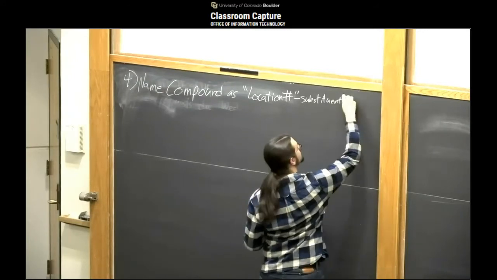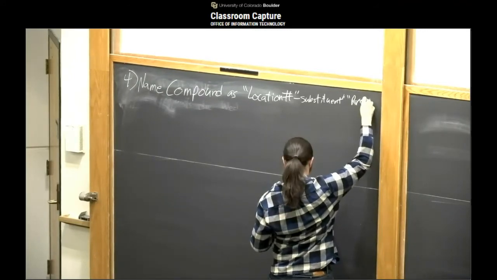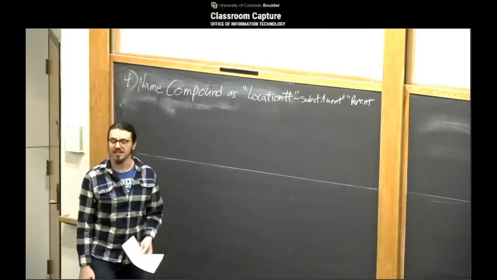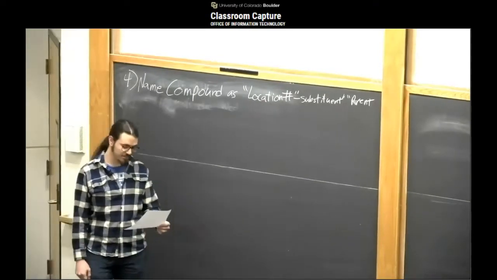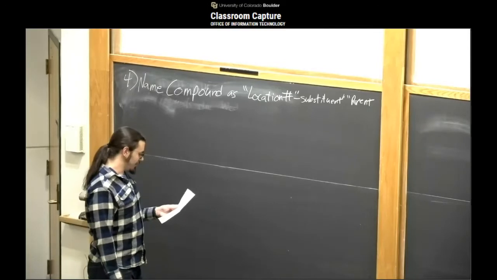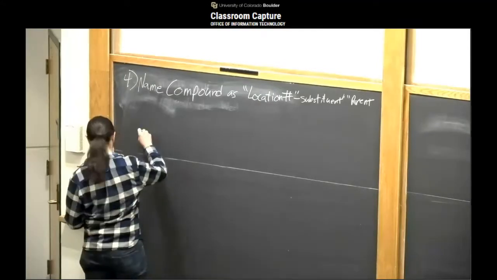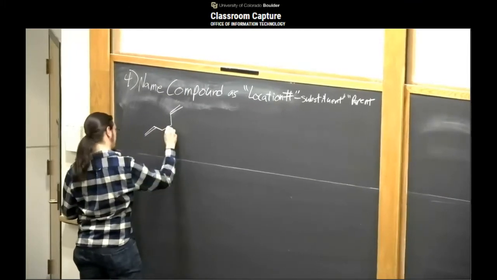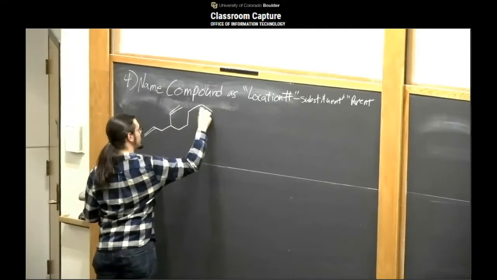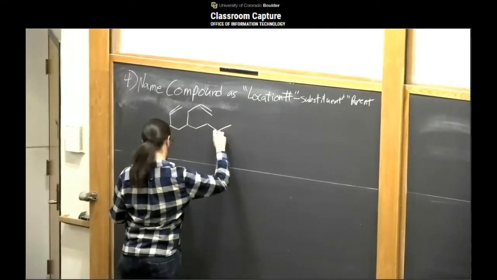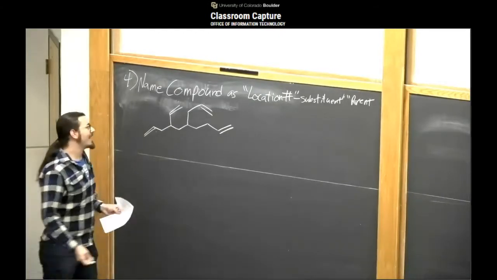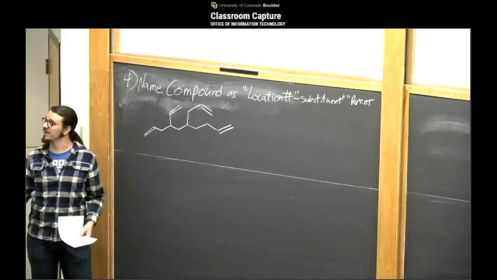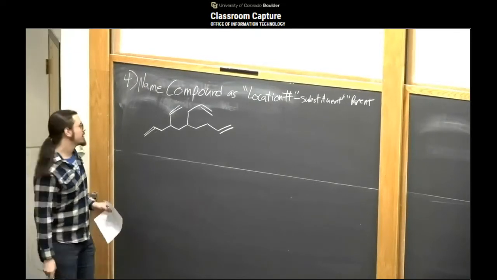Number substituent. So you name the compound based on the location number, then the substituent, and then the parent. So if you have this molecule, for example, we have a vinyl group and an allyl group. Depending on how we number this, we need to figure out whether we're going to number from the left to the right or from the right to the left.